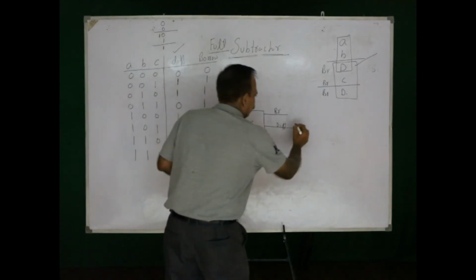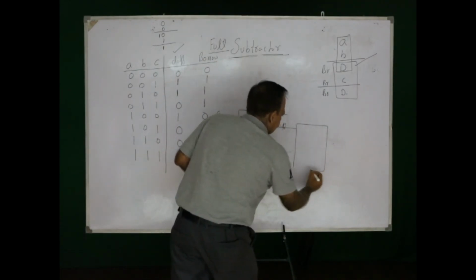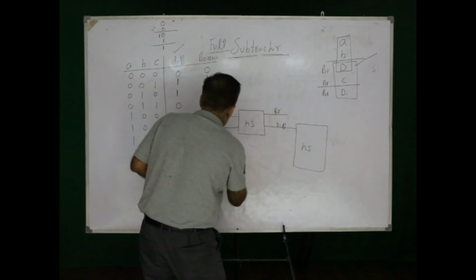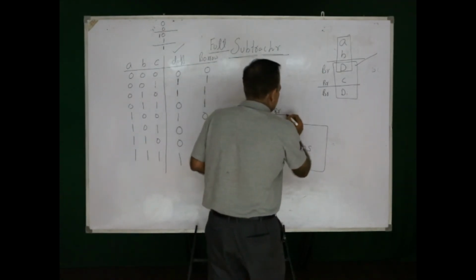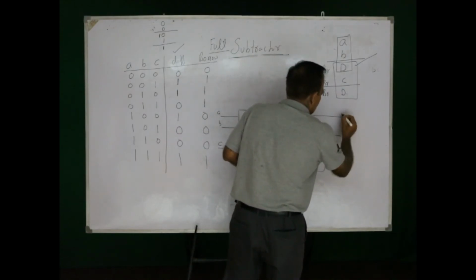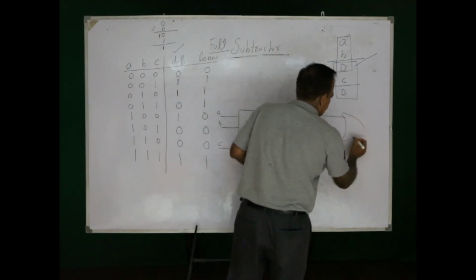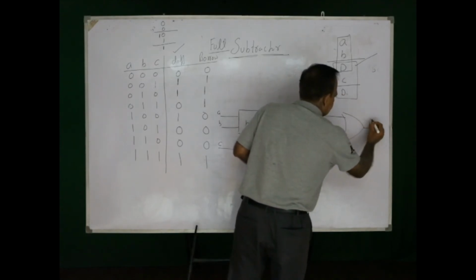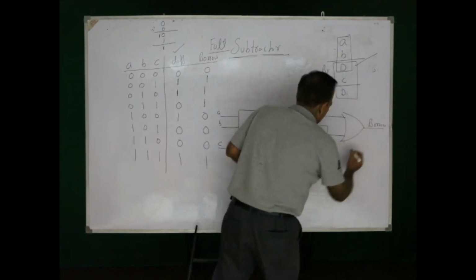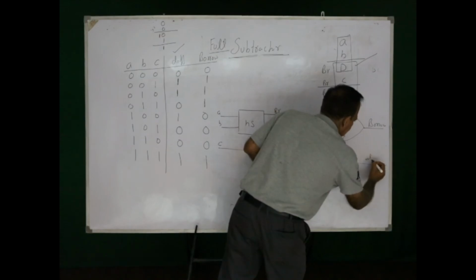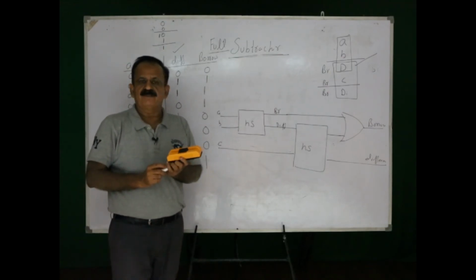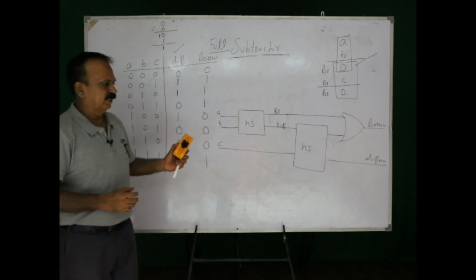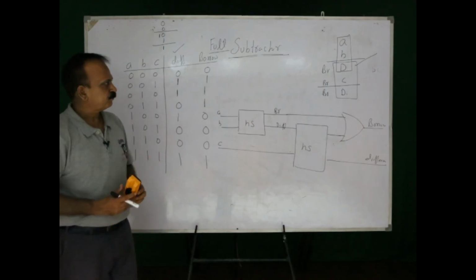Then next I can have another half subtractor, and that too with this value, and that is C, and there can be a borrow from either of these two steps. This represents the borrow and this represents the final difference. Now this is a full subtractor circuit built by using half subtractors.